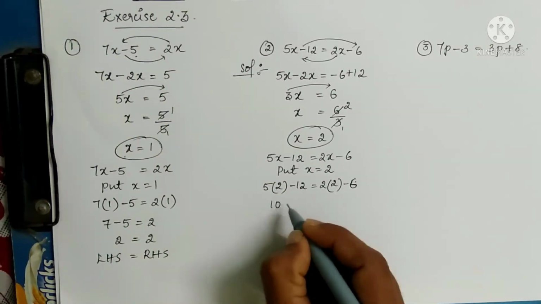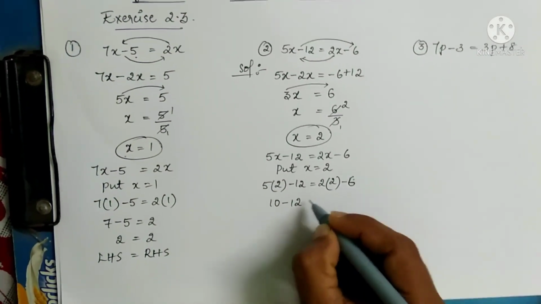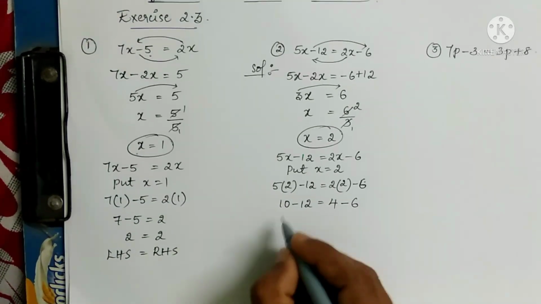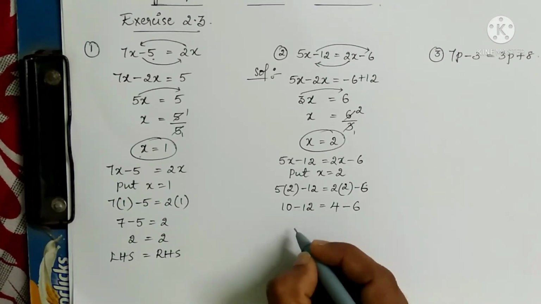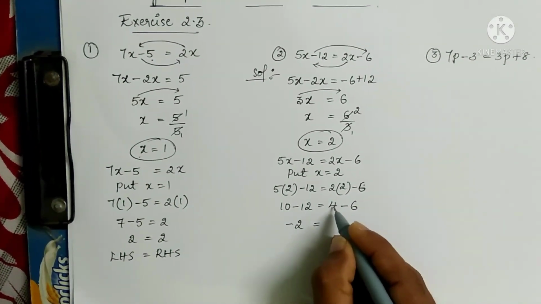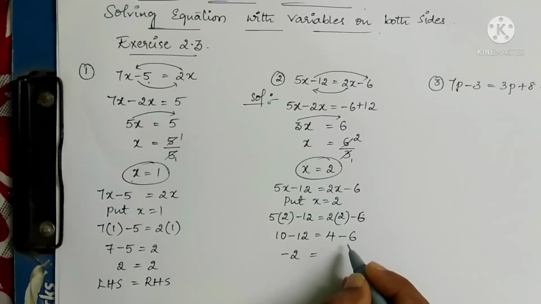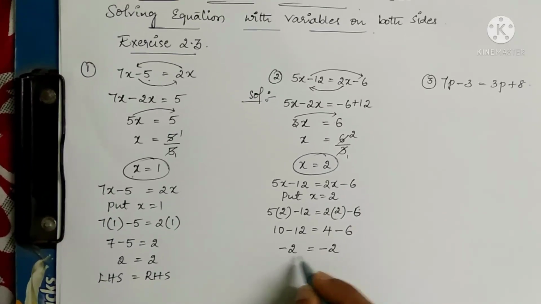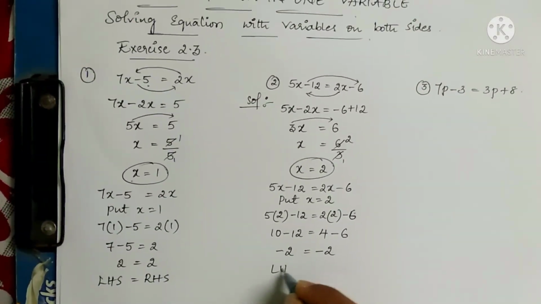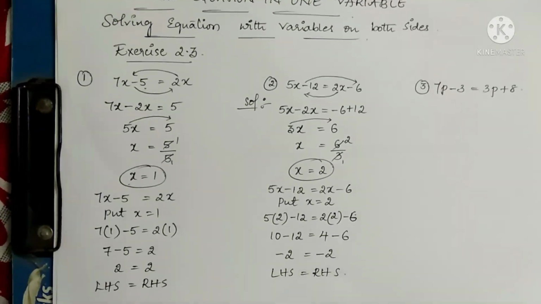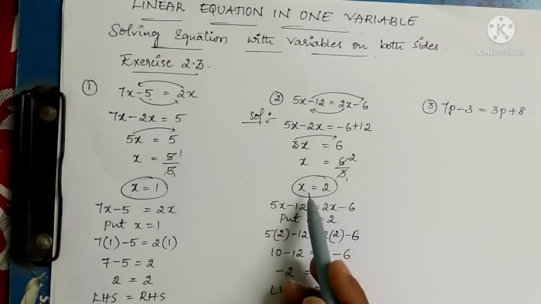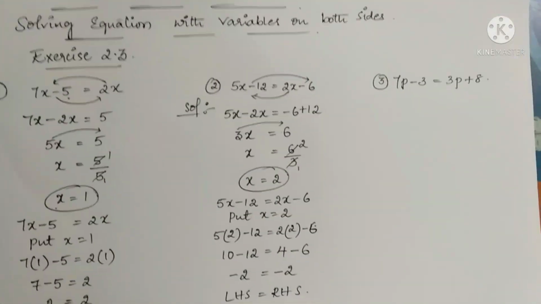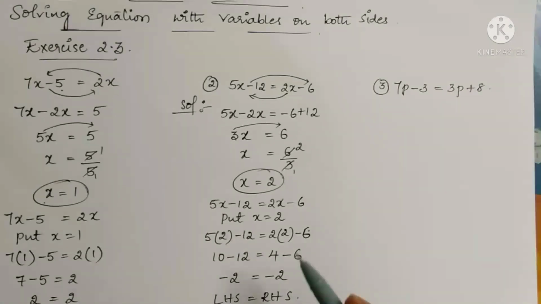5 2s are 10 minus 12, as it is. 2 2s are 4 minus 6, as it is. 10 minus 12 is minus 2, which is equal to 4 minus 6. 4 minus 6 is how much? Minus 2. Now you can see minus 2 is equal to minus 2. That is nothing but LHS is equal to RHS. That means we can say that x equals 2 satisfies the given equation. Okay, so this is the second question. Now let us see the third one.